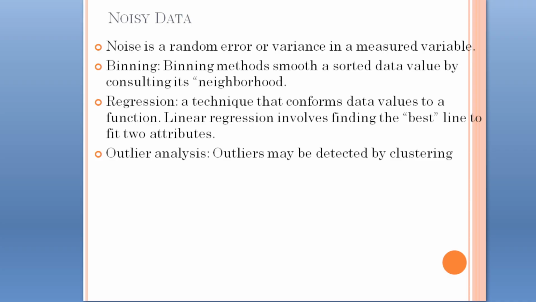The next method for handling noisy data is regression. Data smoothing can also be done by regression. It is a technique that conforms data values to a function. Linear regression generally involves finding the best line to fit two attributes so that one attribute can be used to predict the other. The other method is outlier analysis. Outliers may be detected by clustering, for example, where similar values are organized into groups or clusters. Intuitively, values that fall outside of the set of clusters may be considered outliers.